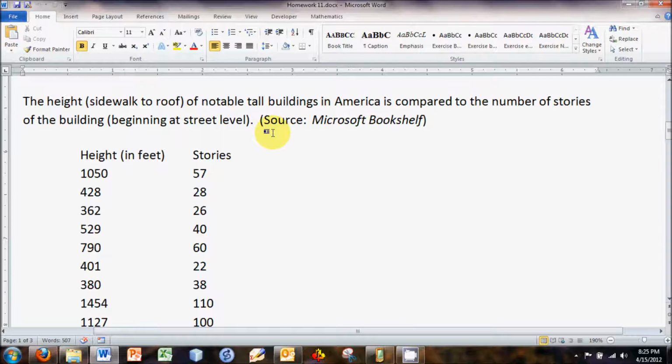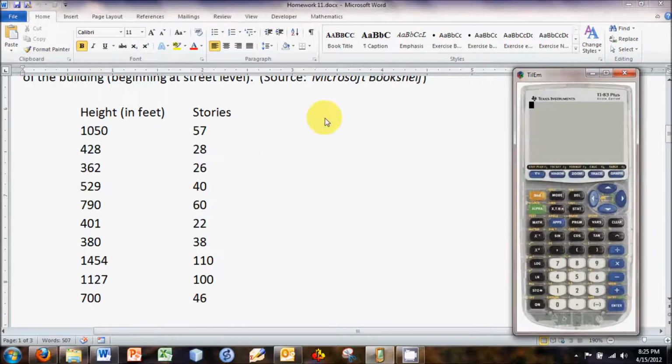In order to complete this problem, we first have to type the data into our calculator. I've already done that. As you can see, there it is. And I have the stories on the left and the height in feet on the right, because we were predicting the height based on the stories.